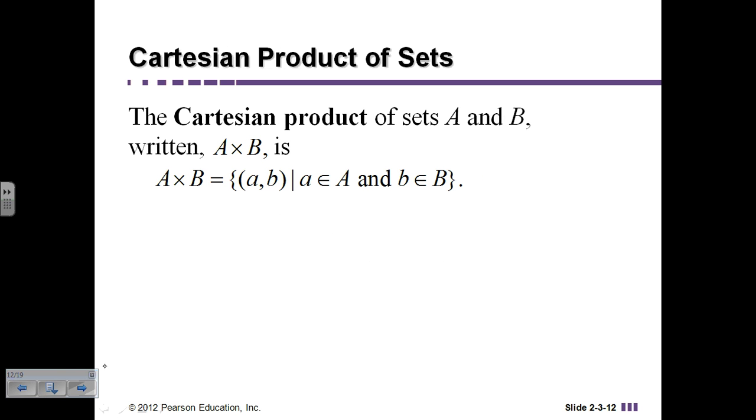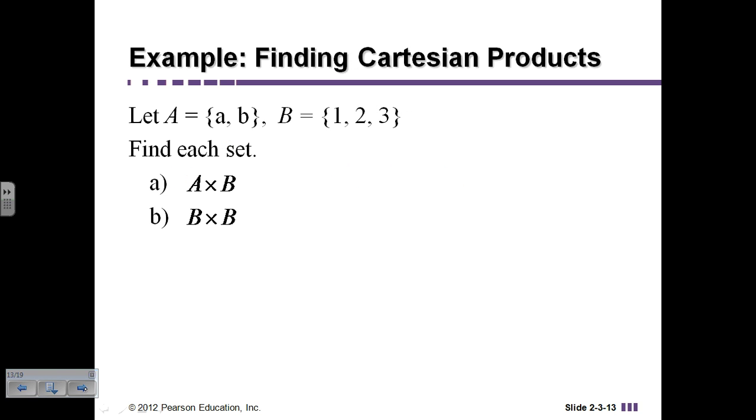So something that we have here is called a Cartesian product of sets. A Cartesian product of sets is when you're basically taking all of the values in one set and matching them up with all of the values in the other set. So in this case, we're going to take all the values in A and match them up with all the values in B and come up with a set of ordered pairs. So let's look at this example.